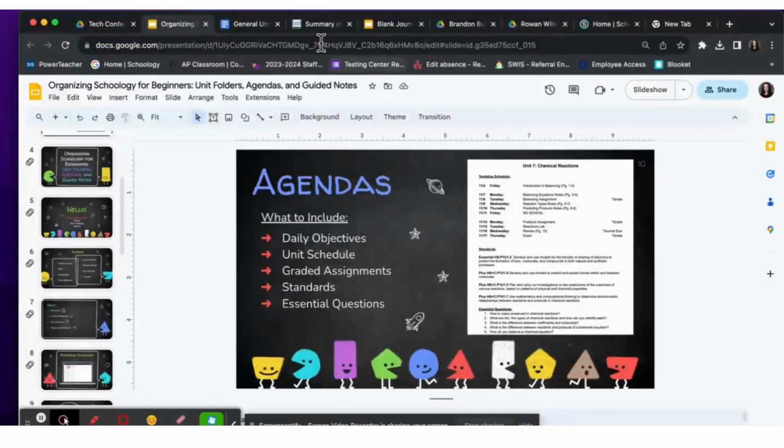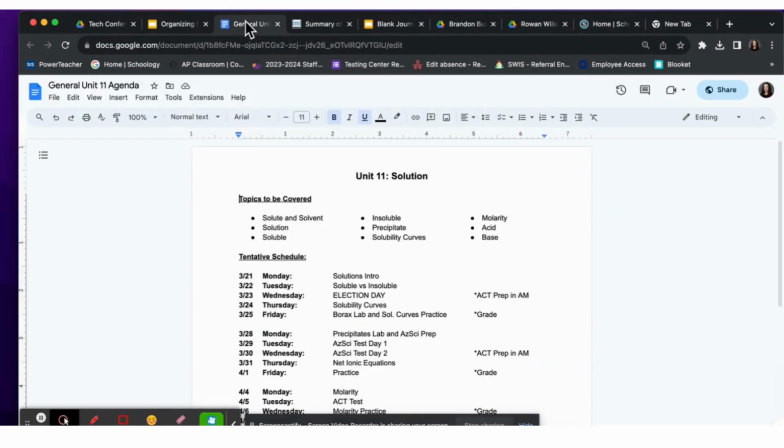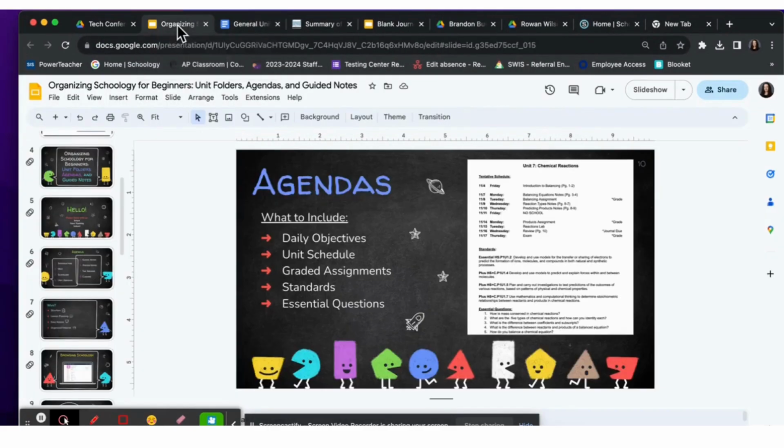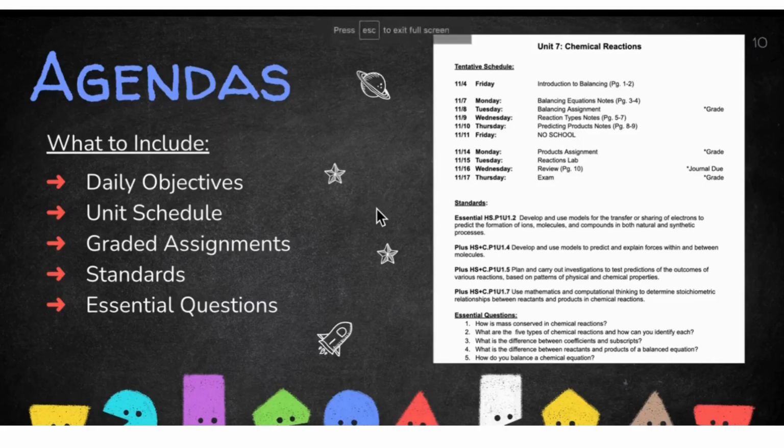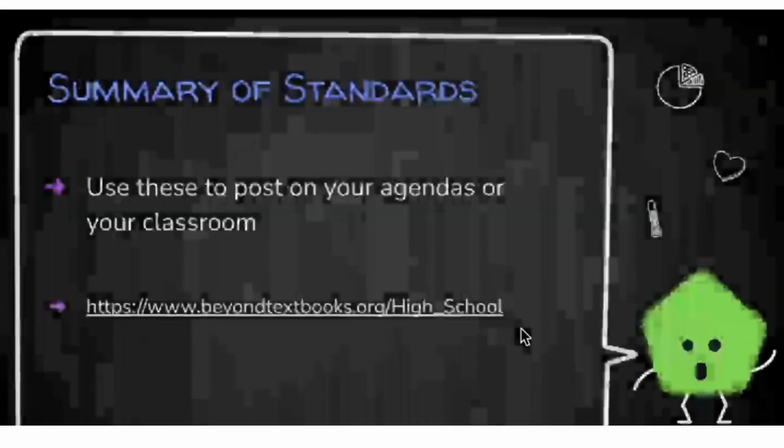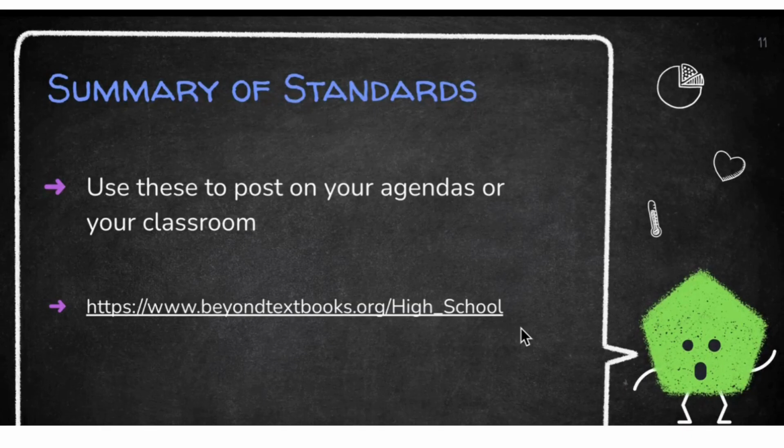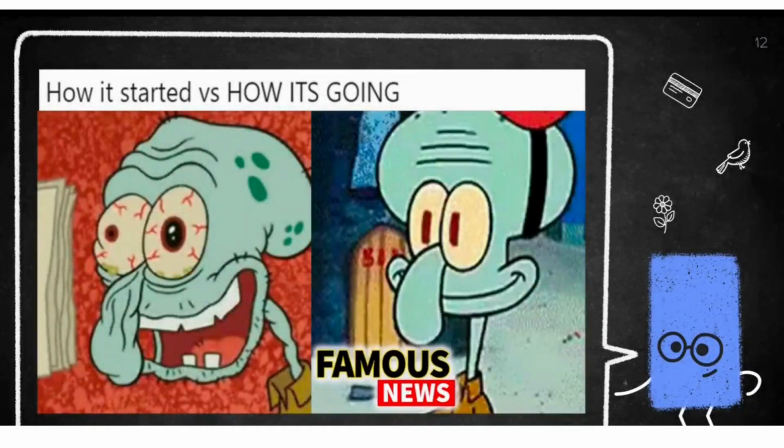So I do have an agenda template posted on the Schoology page, but basically it is just this. It just has the empty dates, and I put tentative schedule in case it's likely to change, and then it just says standards and essential questions. Okay, and then this is just a link to the BT page that I was just showing you earlier, so we'll move on.